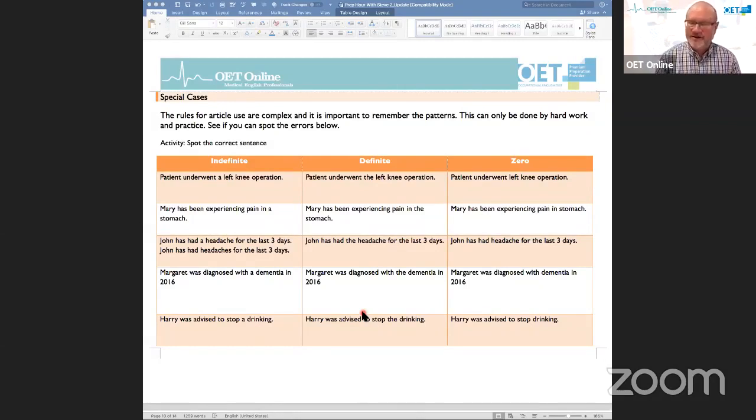So number one, indefinite, definite, or zero. Patient underwent a left knee operation. Patient underwent the left knee operation. Patient underwent left knee operation. Imagine we're mentioning it for the first time, the very first time. So we're going to use indefinite, definite, or zero. We're mentioning it for the first time.